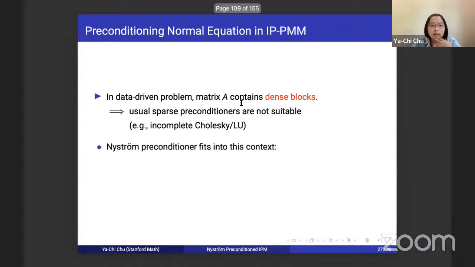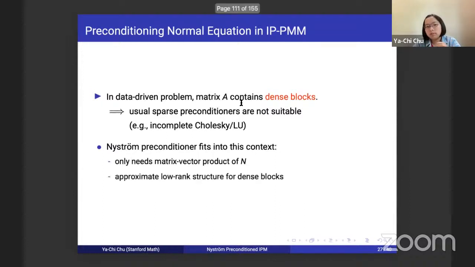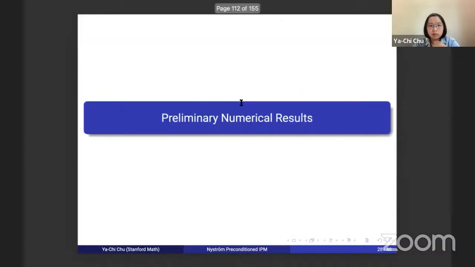But we want to use the Nystrom preconditioner because it really fits into this context. First of all, it's matrix-free, you only need the matrix vector product of N. Secondly, the dense block might give you some low-rank structure, and the Nystrom preconditioner exactly exploits the low-rank structure of the matrix. So that's why the Nystrom preconditioner fits into the context. Okay, so we can look at some preliminary results here.